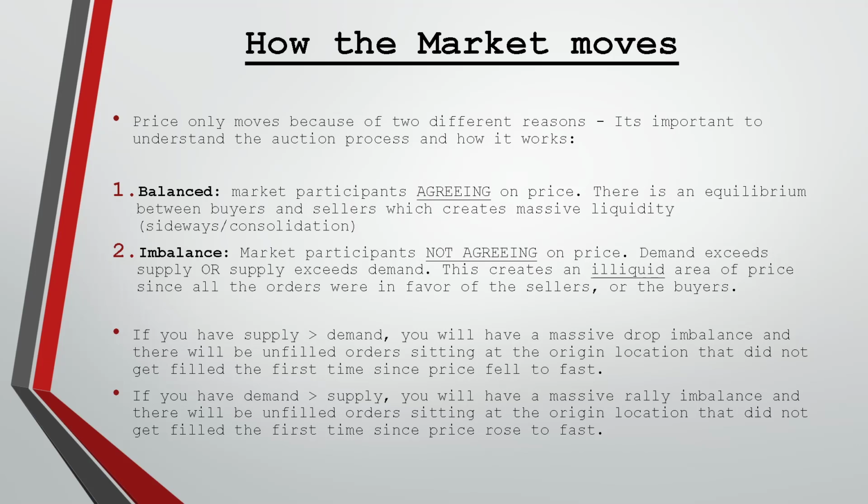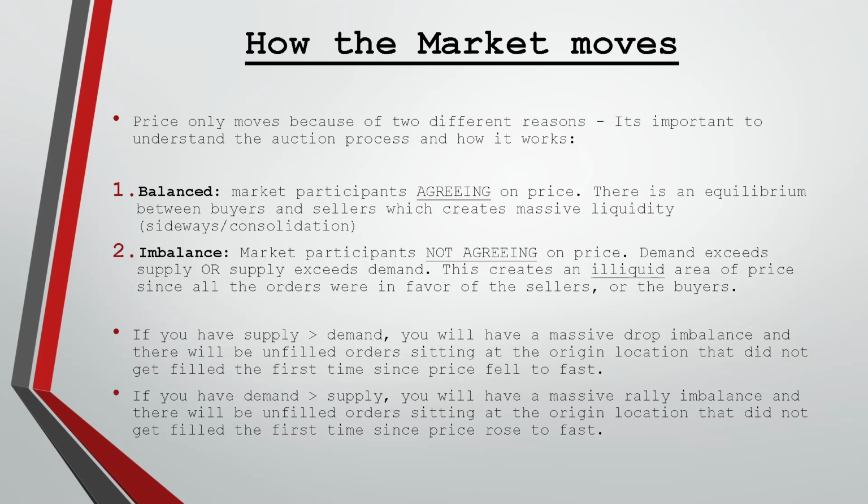So you have to understand that these unfilled orders will all be limit orders that are sitting at that origin location. Because a massive imbalance has occurred, there's still going to be unfilled orders sitting at that origin location, because obviously supply has once exceeded demand or demand has once exceeded supply. So there's still going to be unfilled orders, and that is when we trade. We trade with the big banks, the big institutions that have those unfilled orders.